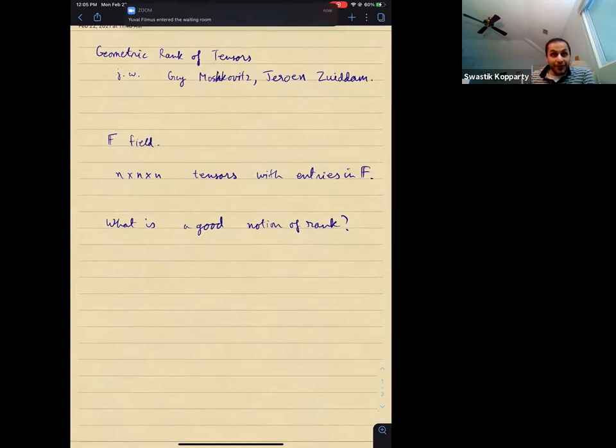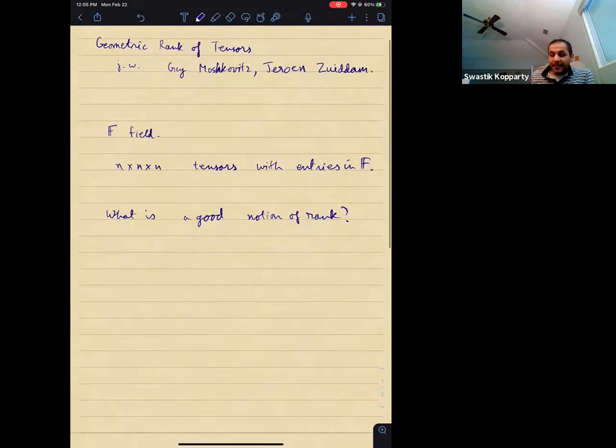So I'm going to introduce a bunch of these notions now, and in the talk I will introduce one more notion, which would be the geometric rank. I will talk about the relationship of geometric rank with other ranks, and then use it to talk about something called the subrank of matrix multiplication if I get time at the end. But anyway, please stop and ask me questions. All this is joint work with Guy Moshkovitz and Jeroen Zuiddam.